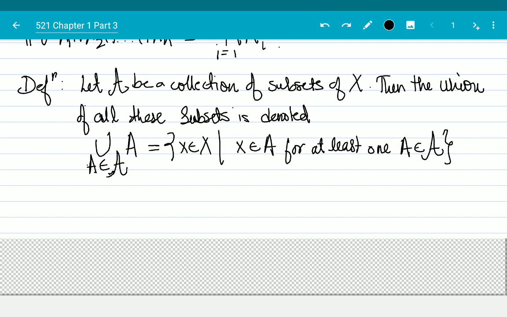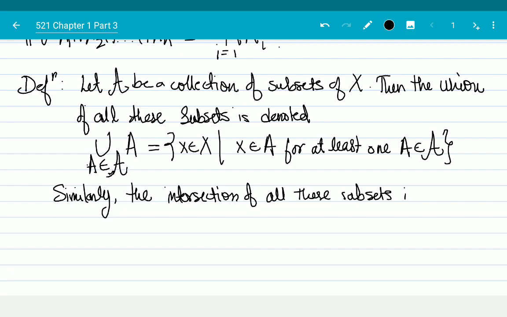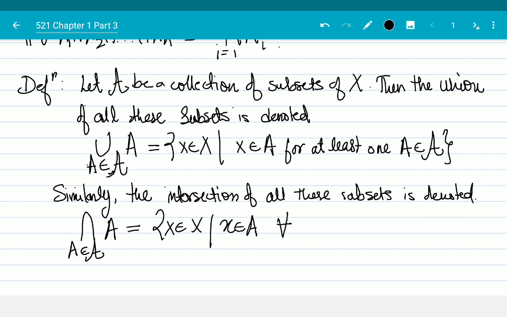Okay. Similarly, the intersection of all these subsets is denoted intersection A belongs to A of A, which is equal to X in X, such that X is in A for every A in A.